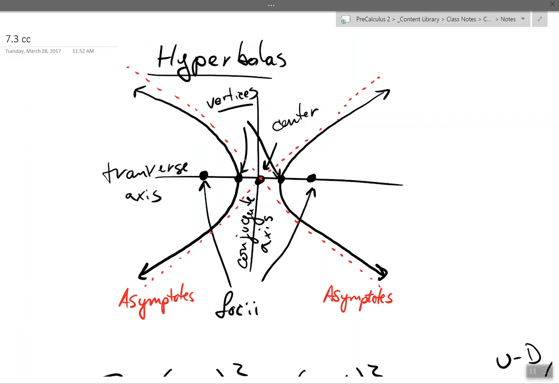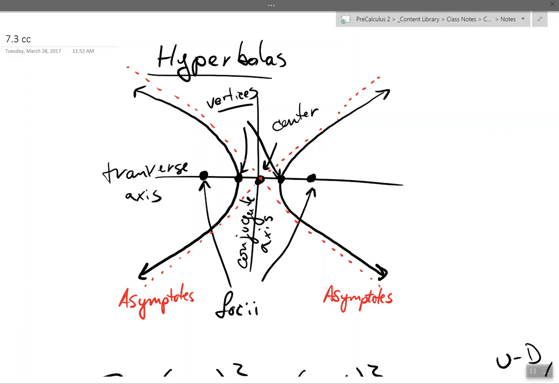We have the red dotted lines, which are asymptotes. Asymptotes have shown up in a bunch of different places in terms of graphs in this coursework. We had them when we were dealing with rational functions. We saw them in trig, so those are nothing new. They're just regions that sort of bound the graphs.